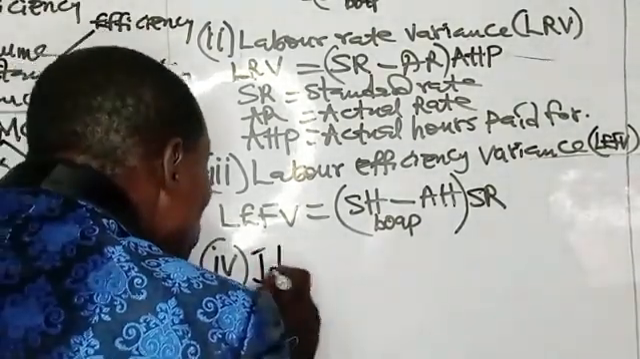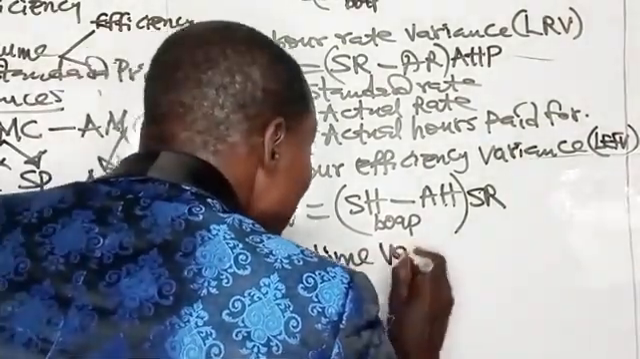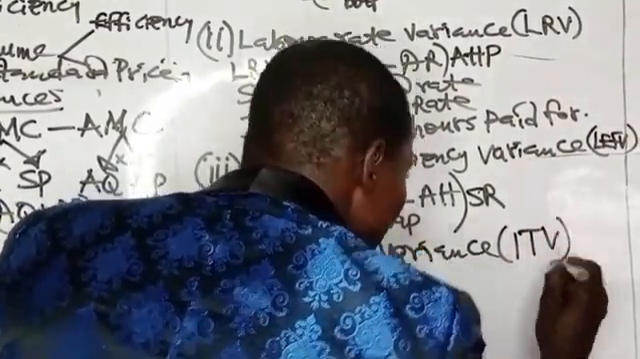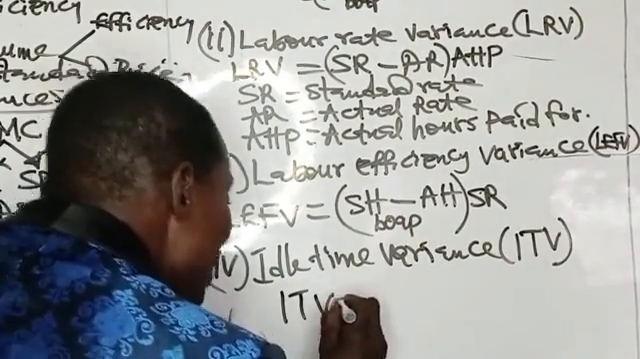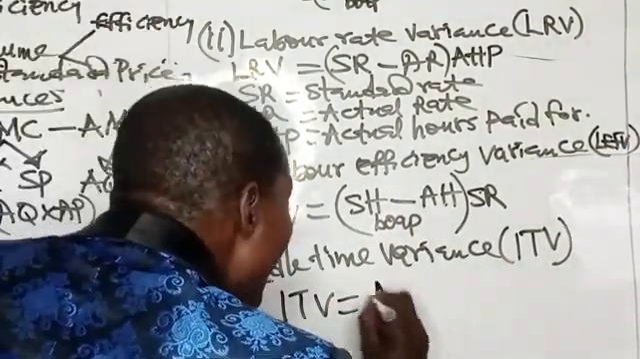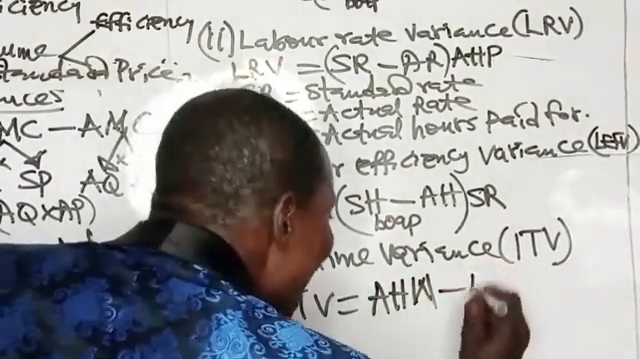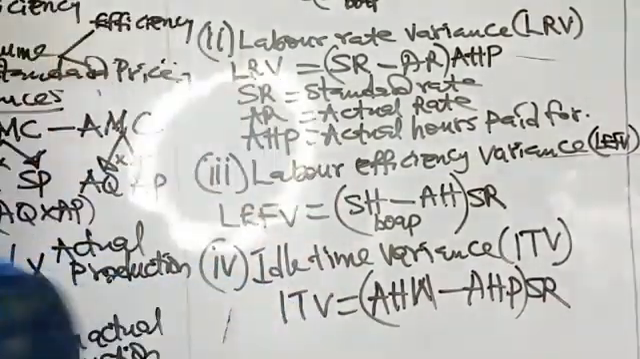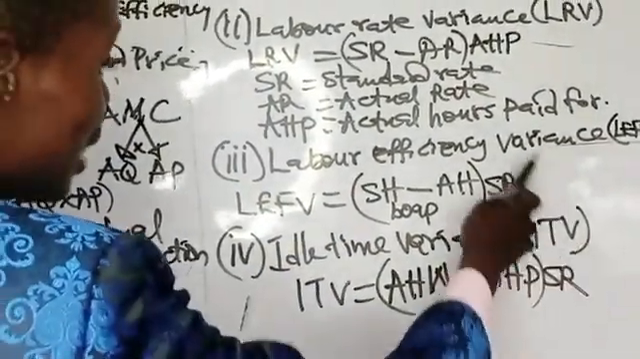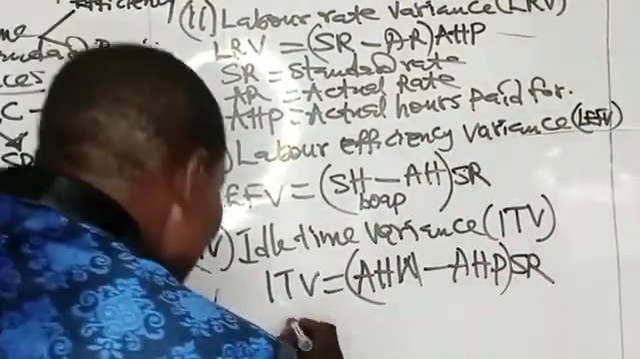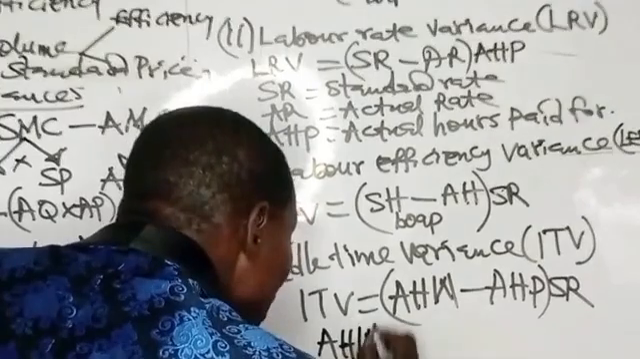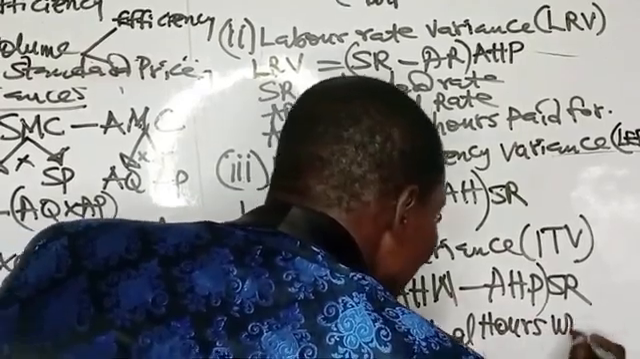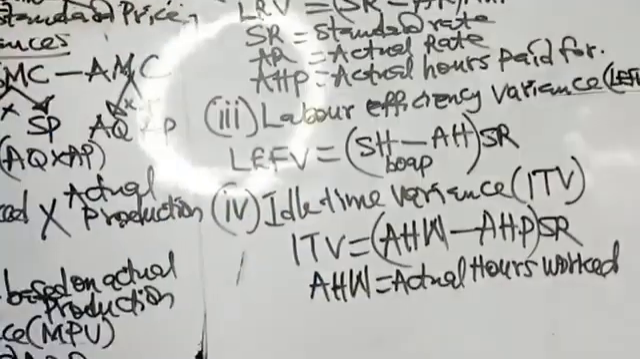So we have idle time variance. An idle time variance is always an adverse variance. Idle time variance is the difference between the actual hours worked and the actual hours paid for, multiplied by the standard rate. Since idle time variance is under quantity variance, that is why we still have the weight to be the standard rate. AHW is the actual hours worked, while AHP is the actual hours paid for.